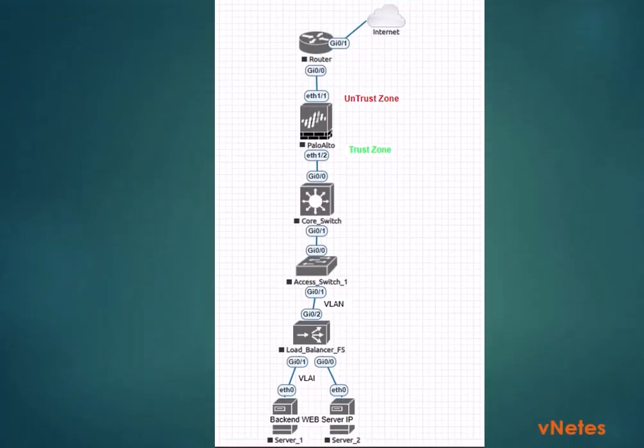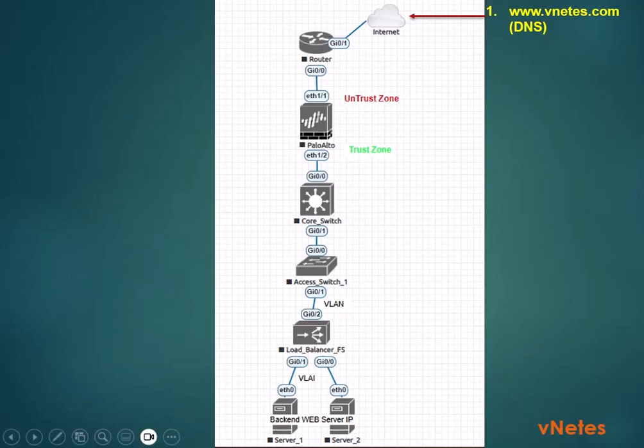So first of all, this is our setup. Okay. First thing, customer types our website. I mean your website is hosted in the backend server. You can see the backend servers at the bottom, server 1 and server 2. Okay, when the customer types www.vNetes.com, then the customer gets DNS resolution and gets the public IP. Once that public IP is resolved, then the traffic comes to your router.